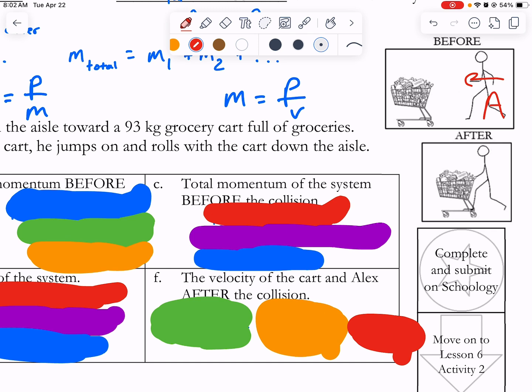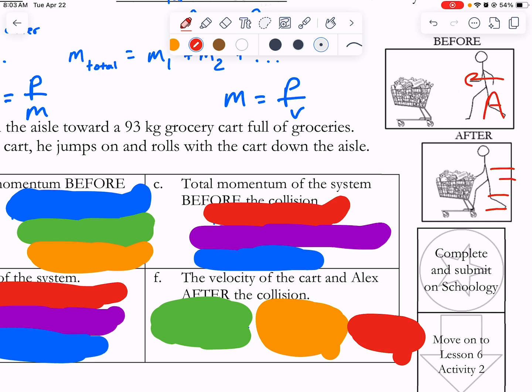Alex, who has a mass of 62 kilograms, runs down the aisle towards a 93 kilogram cart full of groceries. That's a really heavy cart full of groceries. His velocity is negative 4.5 meters per second. When he gets to the cart, he jumps on and rolls with the cart down the aisle. Okay, so here they are rolling. We'll give them some motion whooshies.